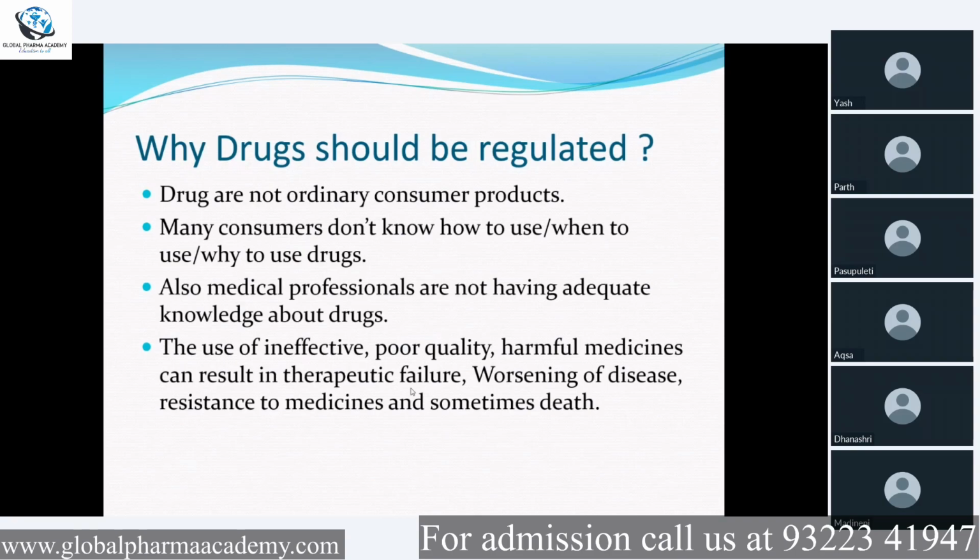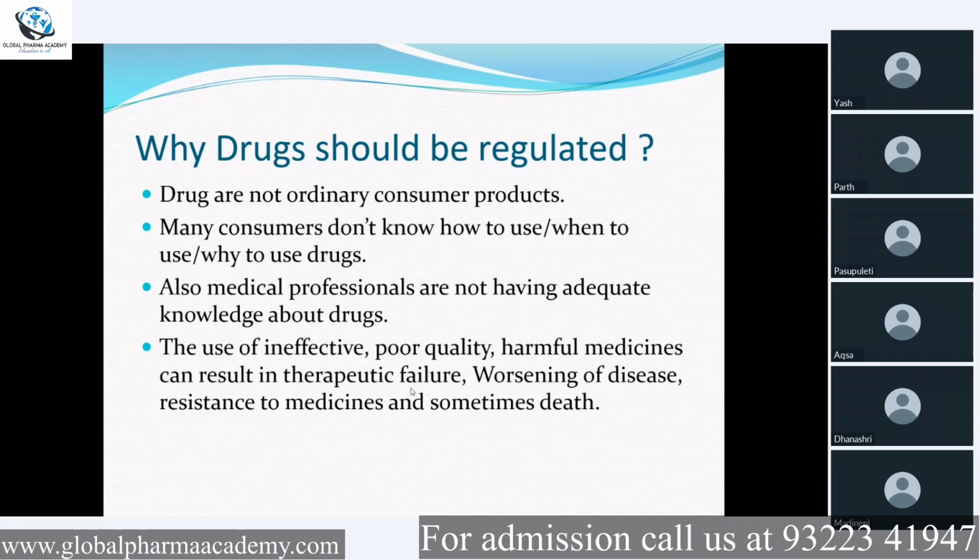When you read that leaflet, there is information related to the drug: when the drug is to be used, in which disease condition, whether it is to be taken after meal or before meal, what precautions you should take when using the drug, which drugs you should avoid while taking that medicine, and where you should store that medicine. All this information is included on that leaflet. Also on the carton, you will find that information. So this is part of the regulation of a drug.